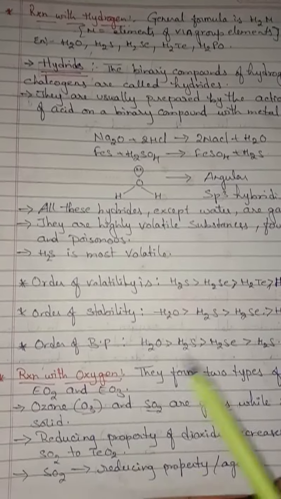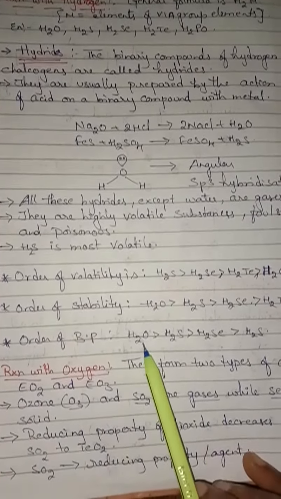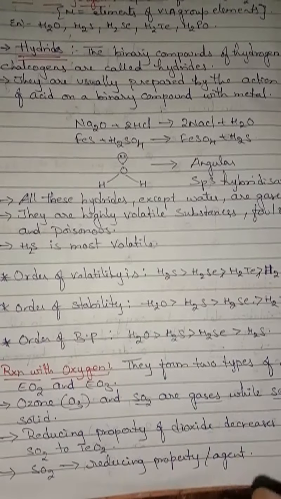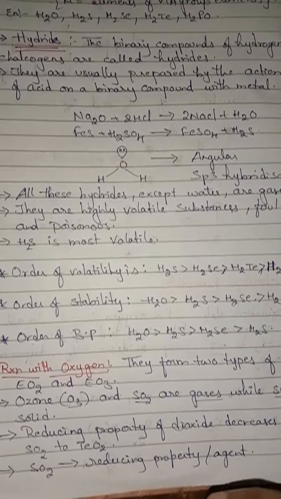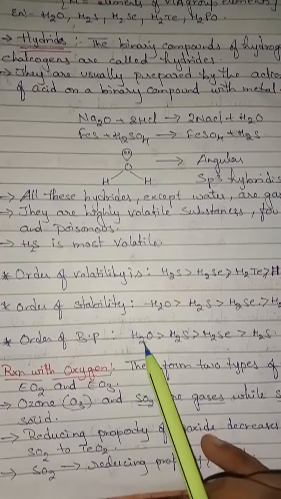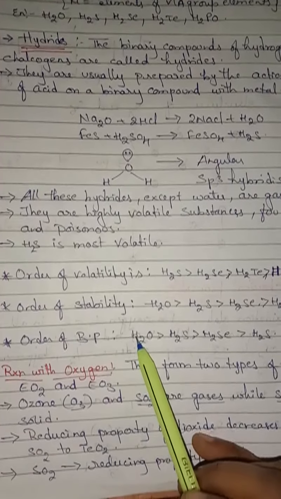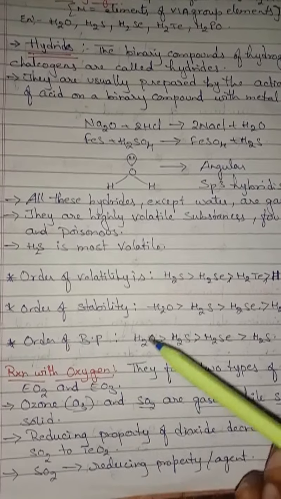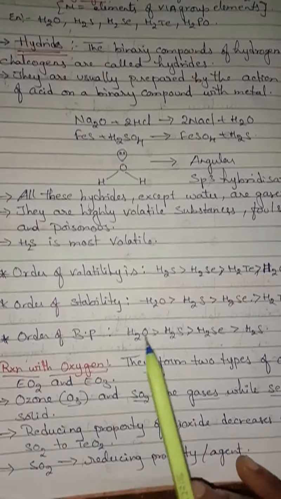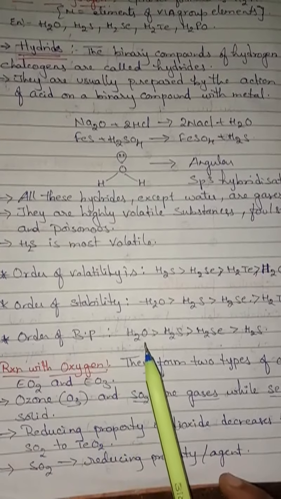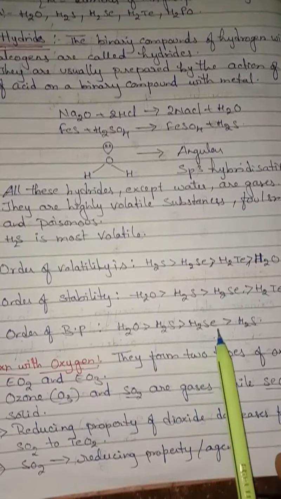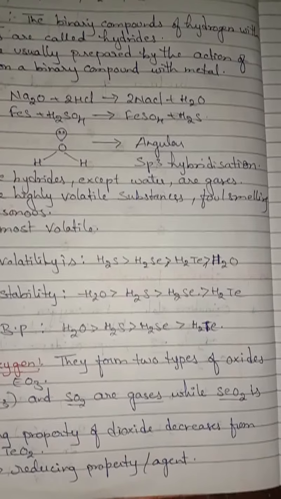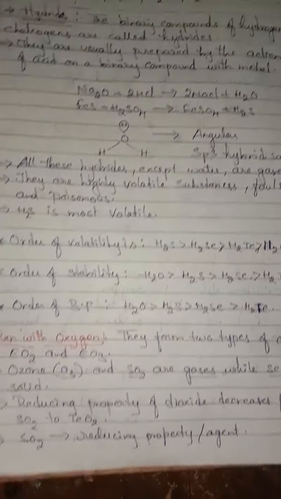Understand? If you see the order of boiling point, water will have the high boiling point due to the strong bond between oxygen and hydrogen. Due to their small atomic size, they have a strong bond between hydrogen and oxygen, so it has a high boiling point. So the order of boiling point is H2O greater than H2S, H2S greater than H2Se, H2Se greater than H2Te. Understand?